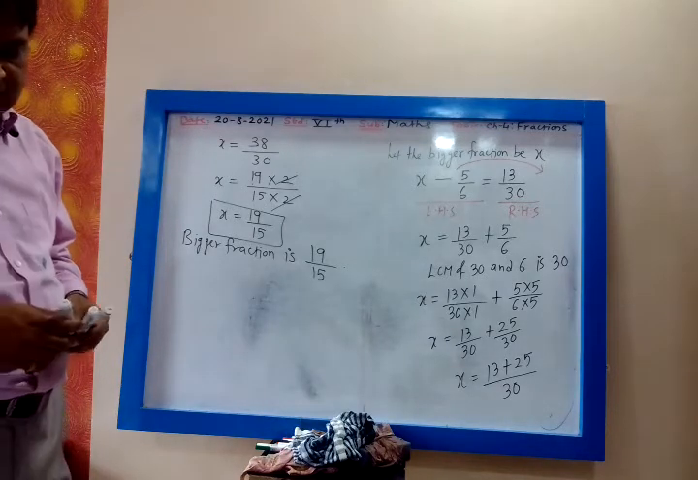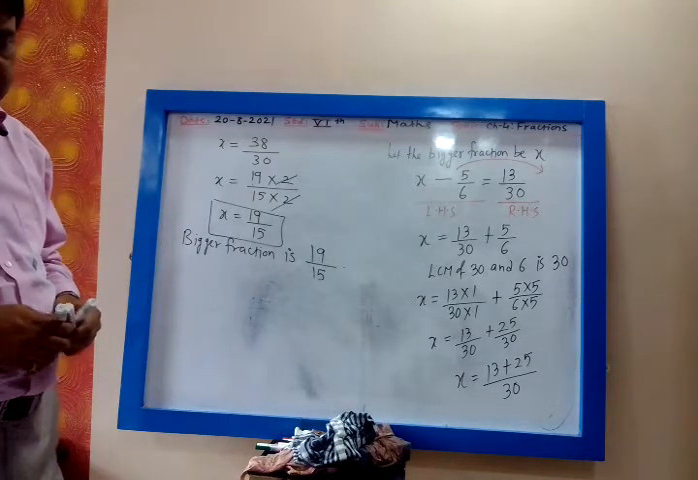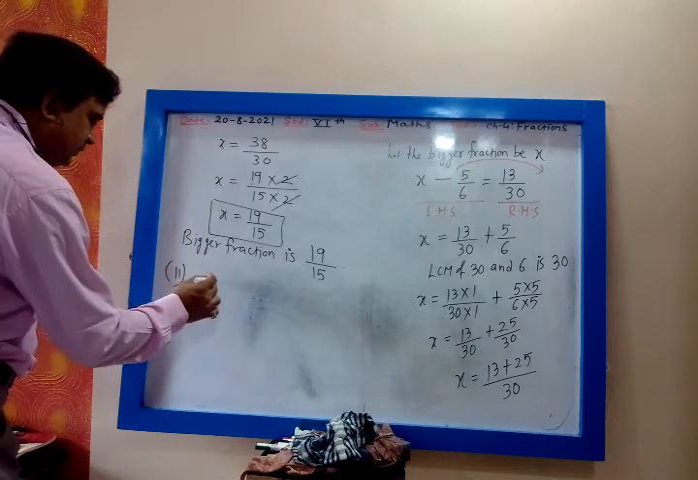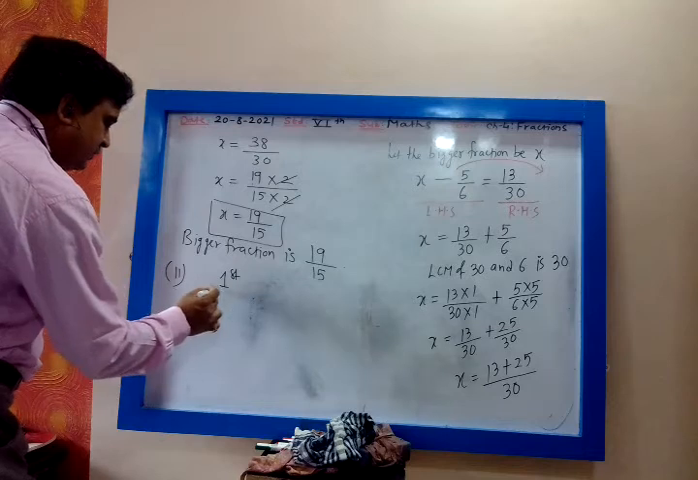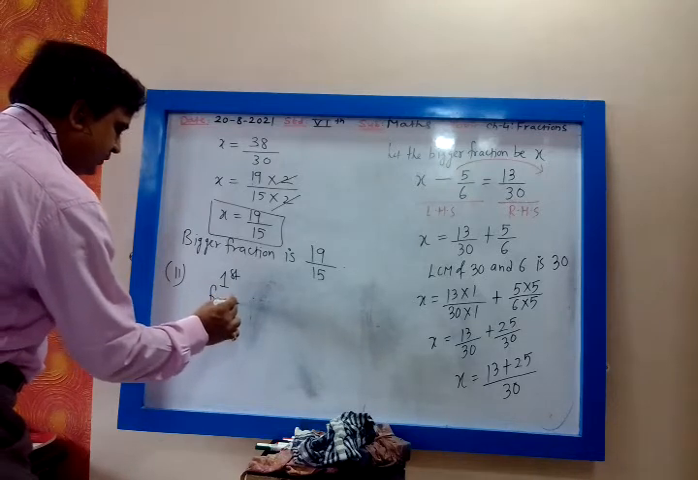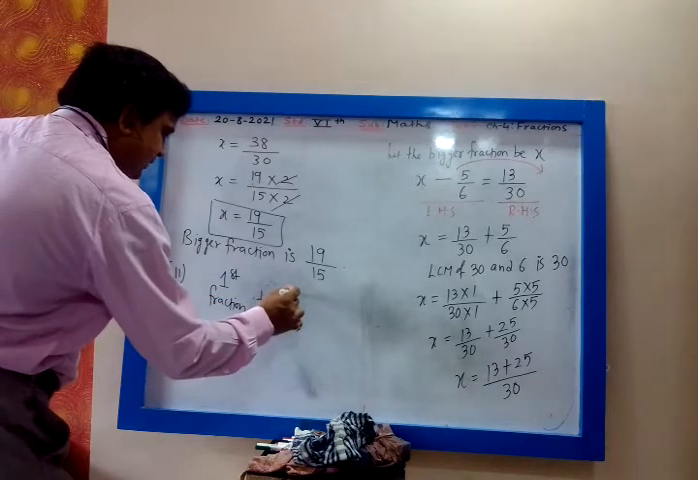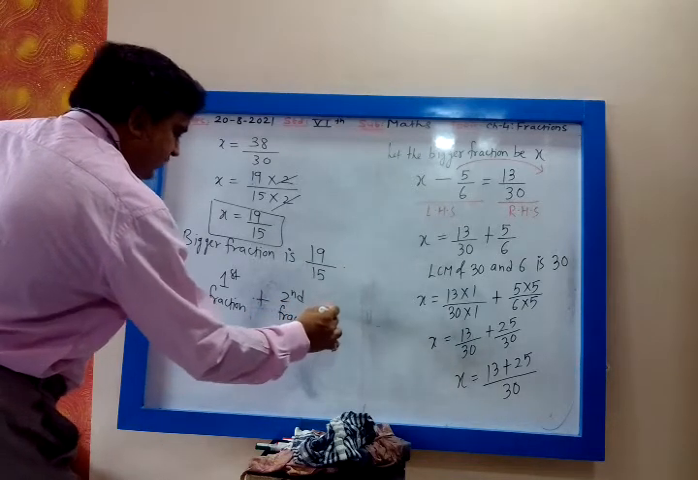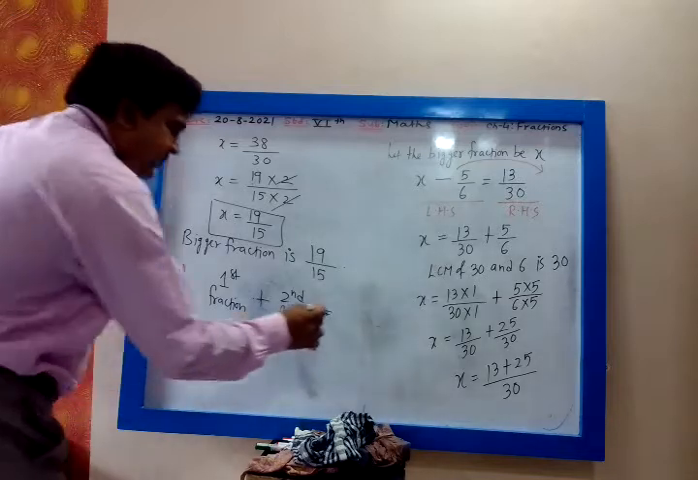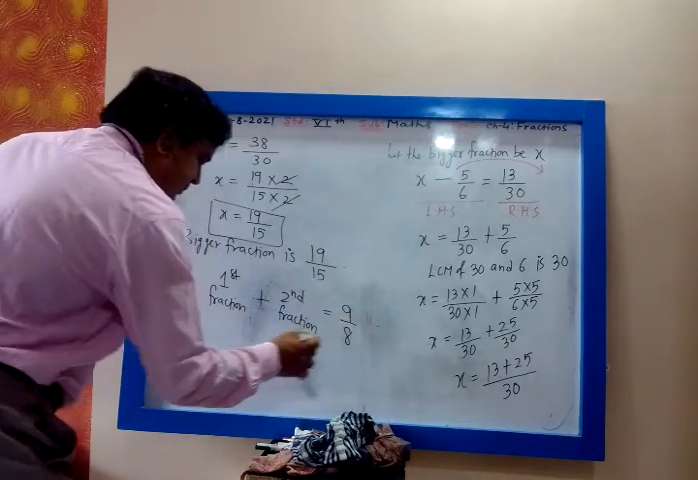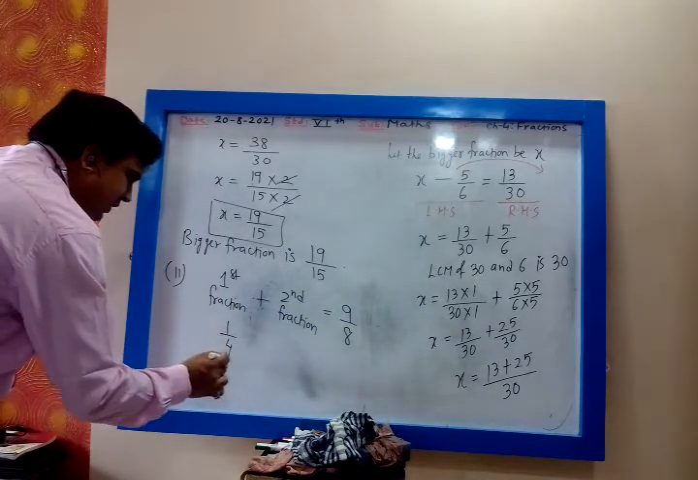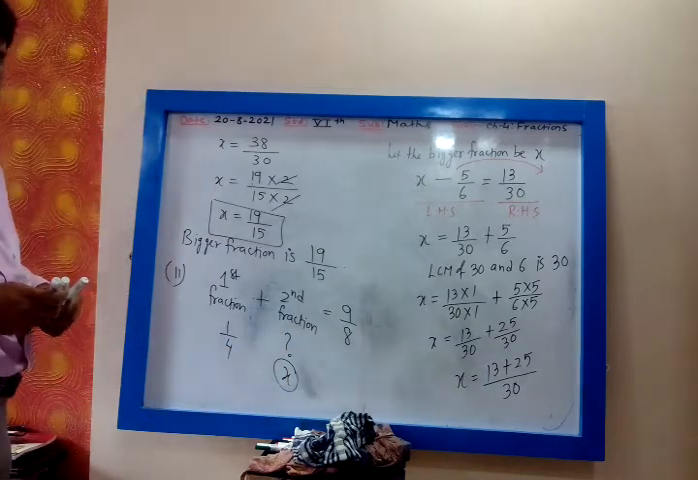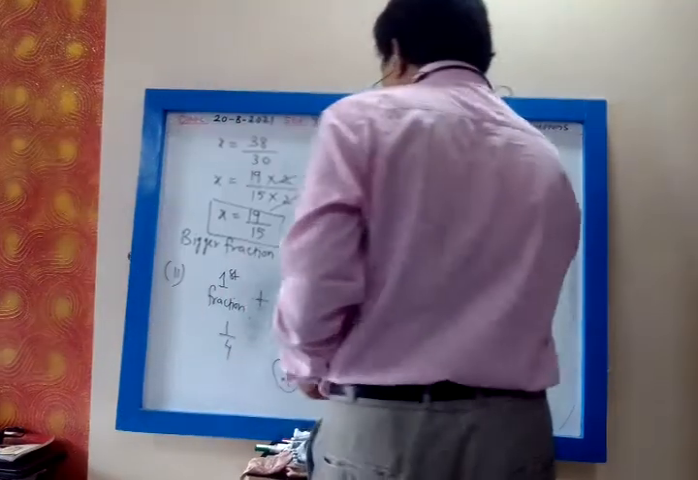Okay. Now the last question. The sum of two fractions is 9 by 8. Sum means first fraction plus second fraction. If one of them is 1 by 4, that is the first fraction, find the second fraction. The second fraction we consider x. Let the other fraction be x.